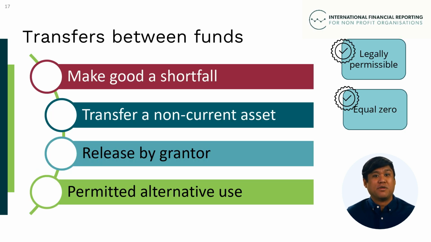Transfers between funds may be made for several reasons. These include: to make good the shortfall on a fund with restrictions, to transfer a non-current asset that is now held for a general purpose rather than a restricted purpose, where the balance on a fund with restrictions has been released by the grantor and can be used for any purpose, and where the balance on a fund with restrictions can be used for an alternative purpose without legal or regulatory consequences. Critically, a transfer between funds may only be made where this is legally permissible. Transfers between funds in the reporting period must always sum to zero, such that each transfer out of one fund is equal to a transfer into another fund.